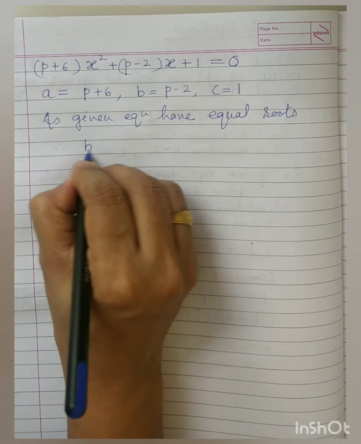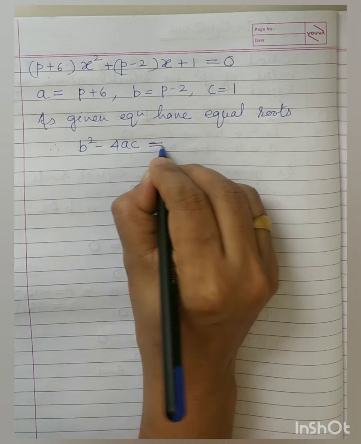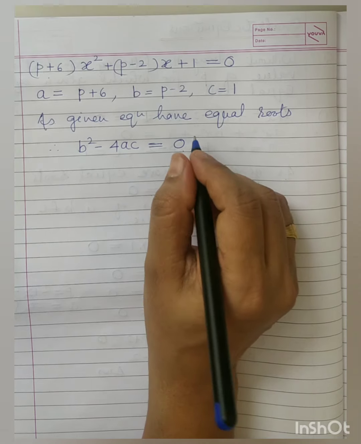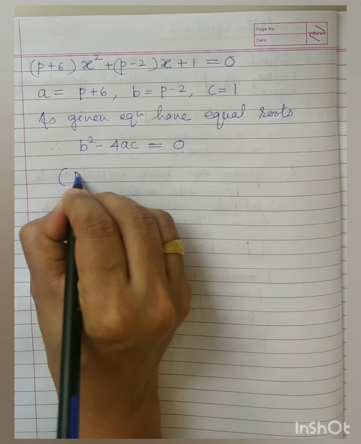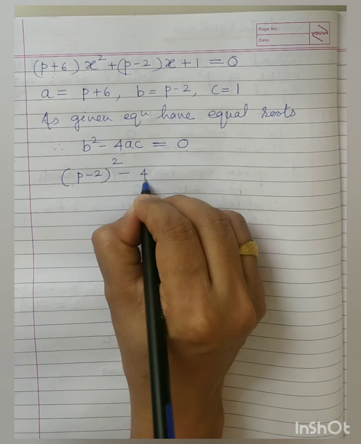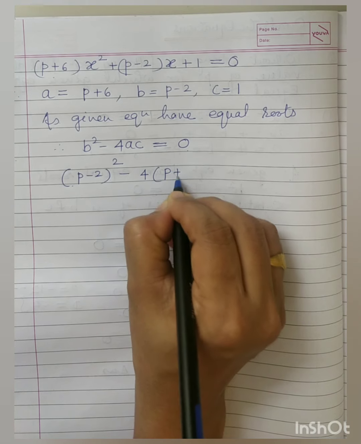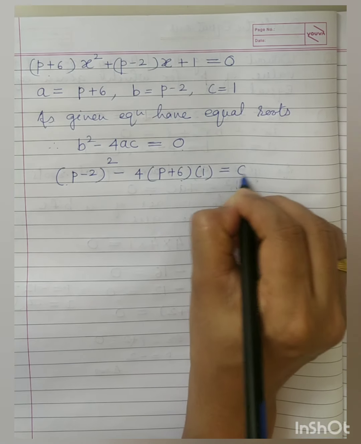Therefore b square minus 4ac must be 0. Now substitute the values. What is b here? (P minus 2) whole square minus 4. A is what? P plus 6. C is what? 1, equals 0.